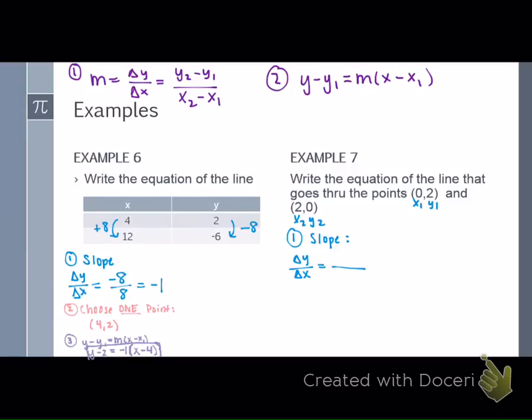Good. Good. 0 minus 2. So that's y2 and y1 over x2 minus x1 is? So I get negative 2 over 2, which is what, Carly? You only need one of the points, Hannah. So which point do you want? Again, if you would have chosen 0, 2, still correct. All right, Olivia, what's the point slope form equation we're going to write for this one then?